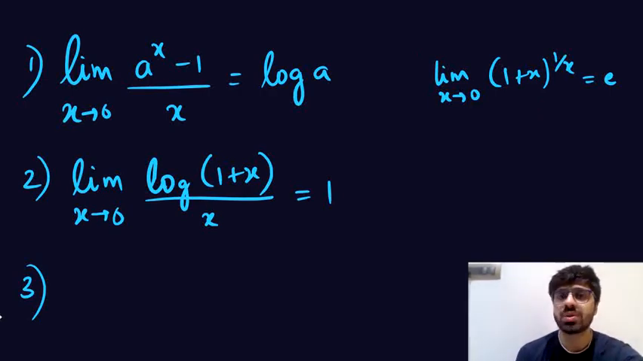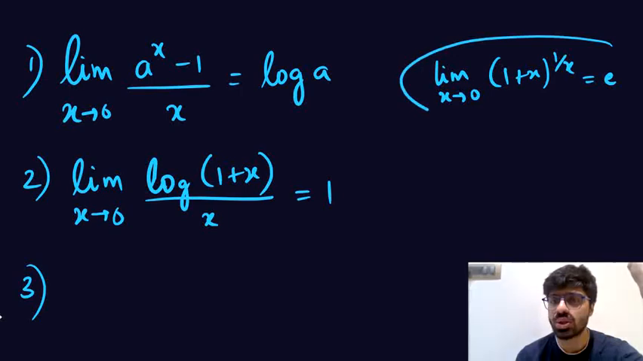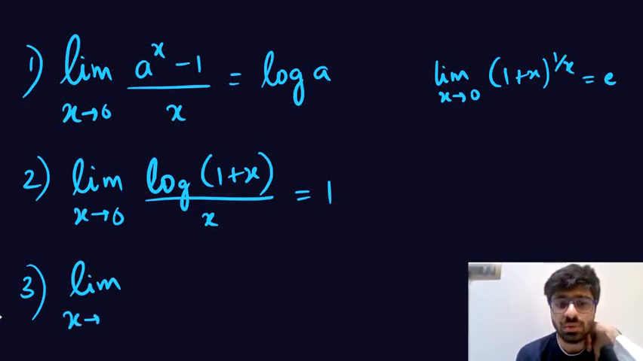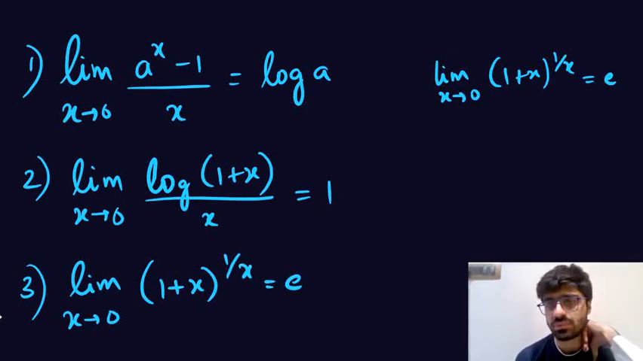For all those who have understood the derivation, well and good. If you have not understood, you can simply memorize it just like a formula and try to think a little bit over it. You will realize the logic behind the derivation of that third result. So the third result is limit of x tends to 0, (1 plus x) power 1 upon x equal to e.